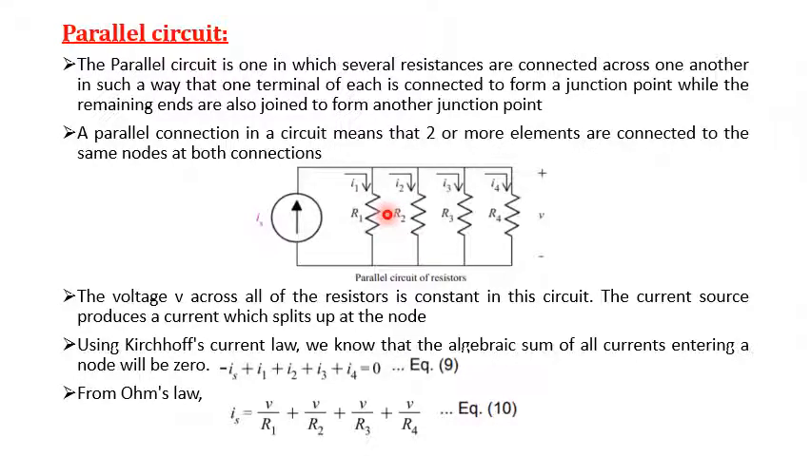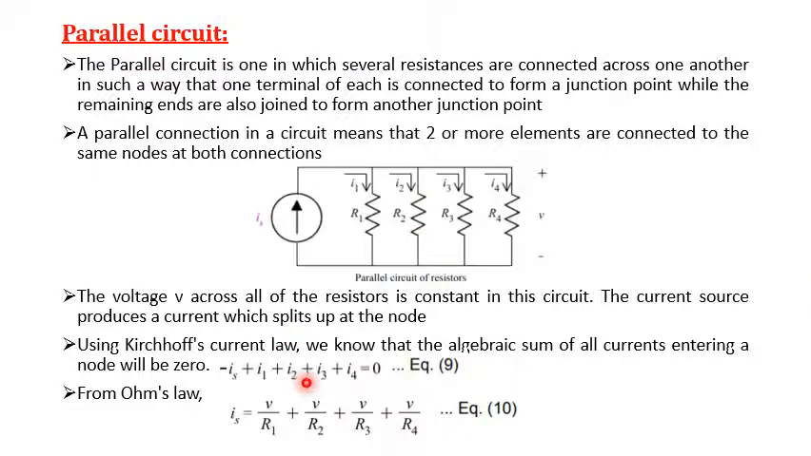So here in the case of the parallel circuit, the resistances R1, R2, R3, R4 are connected in parallel. You just represent the current through each resistor: the current through resistor R1 is I1, through R2 is I2, through R3 is I3, and through R4 is I4. Then the voltage drop across all the resistors is equal.